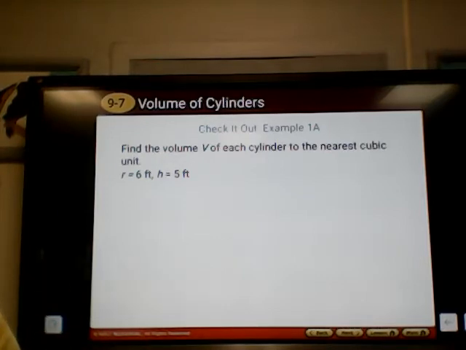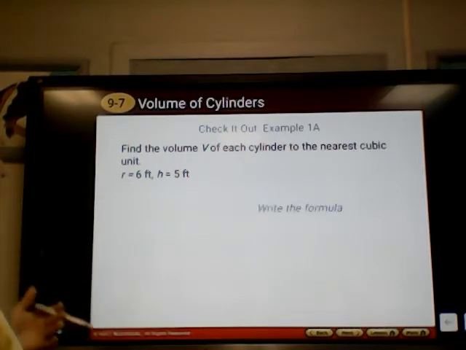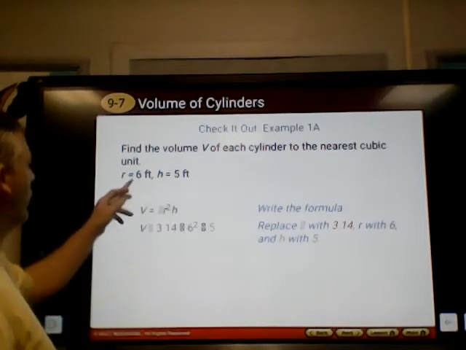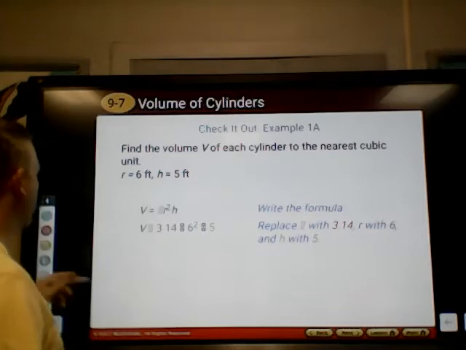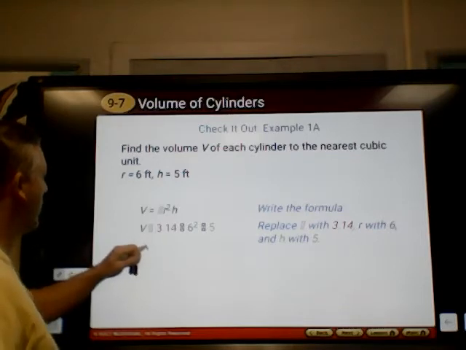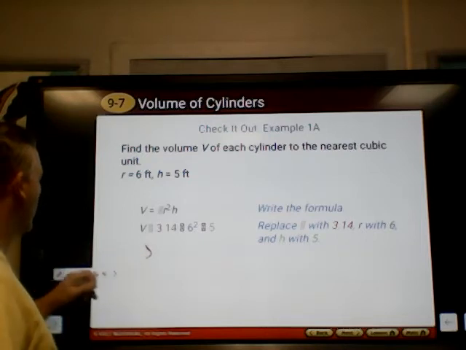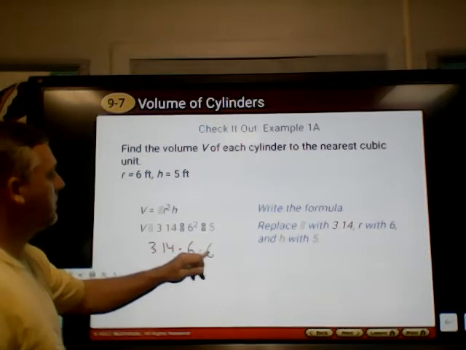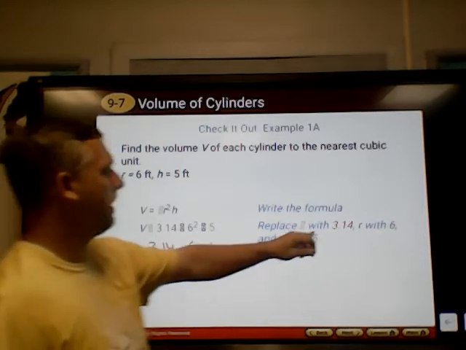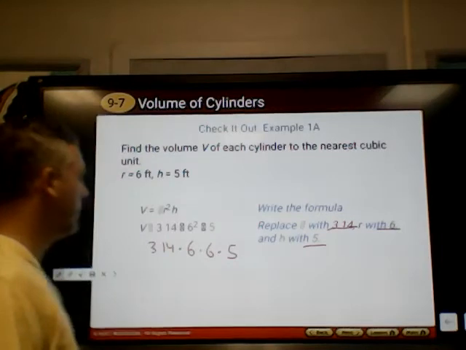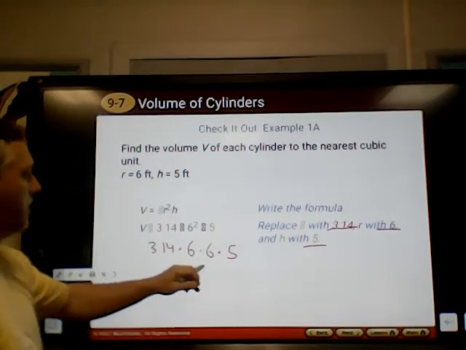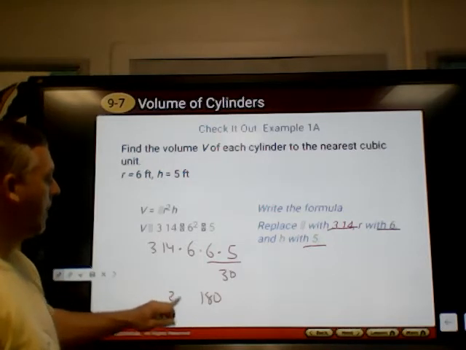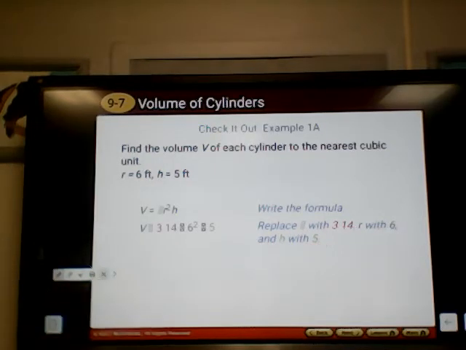Now, same thing here. Radius is 6, so basically it's pi times radius squared times h. So 3.14 times 6 times 6 times 5. So replace pi, replace r, replace h, and then just multiply your 4 numbers. We know that's 30, and 30 times 6 is 180, so 180 times pi is what you're going to solve.